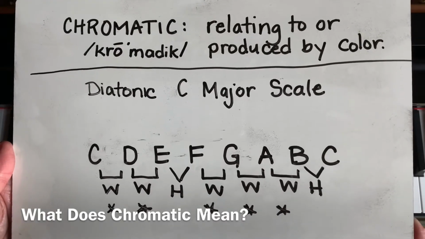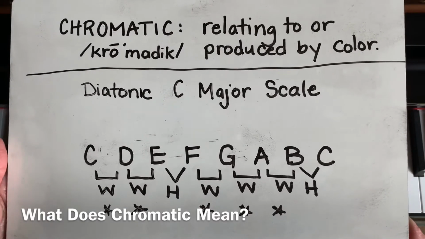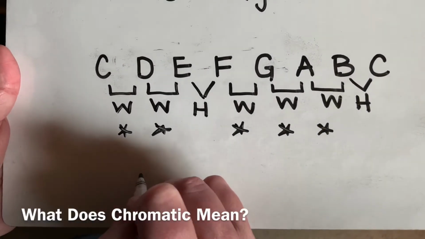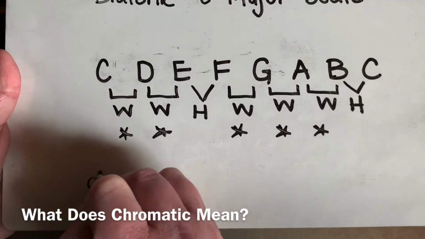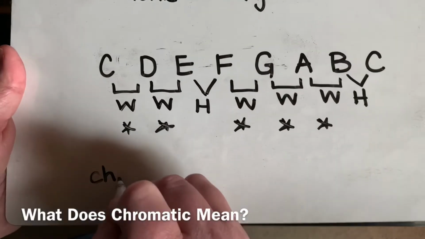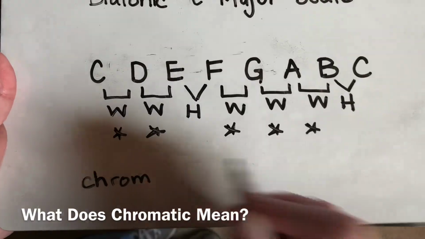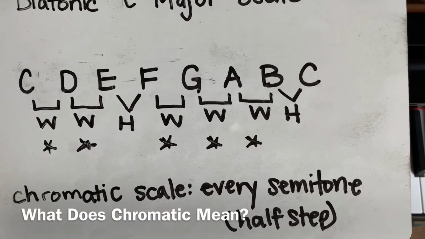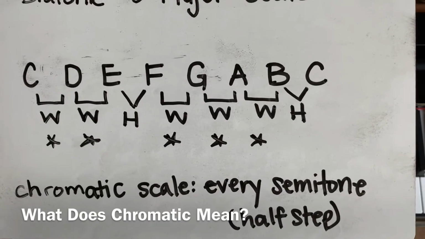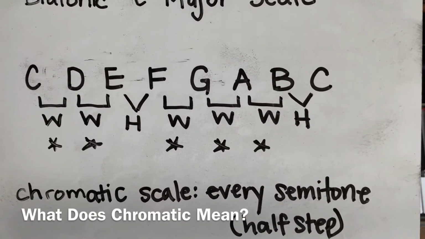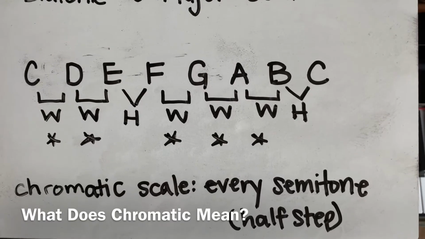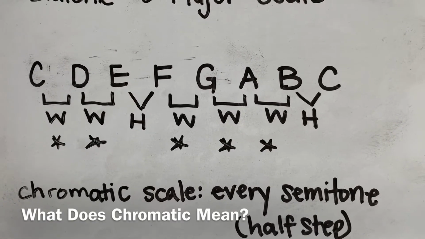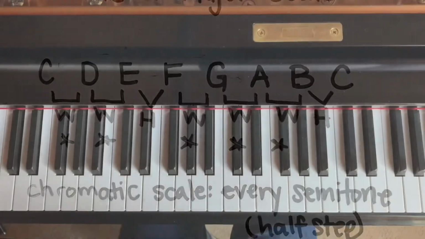Well, when we play a chromatic scale, we don't leave those out. Playing a chromatic scale, you play every semitone. When you play a chromatic scale, you don't leave any of those pieces out. And another word for that is half step. So you skip nothing. Let me illustrate the difference on the piano.